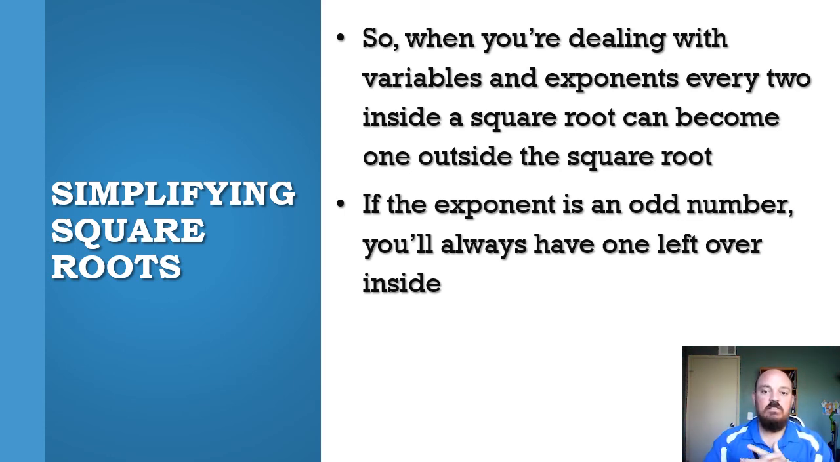Then what we noticed is if the exponent is an odd number, you still have 1 left over. And that means you'll still have a square root in your answer. If the exponent was an even number, you don't. The square root just kind of disappears, and you end up with just x to some power. So that's basically how we simplify radicals with exponents.